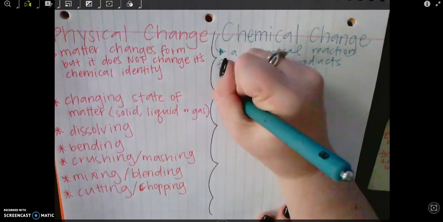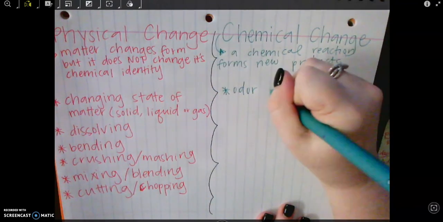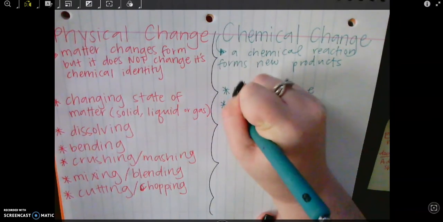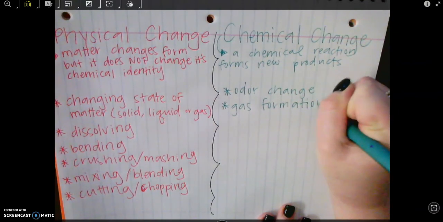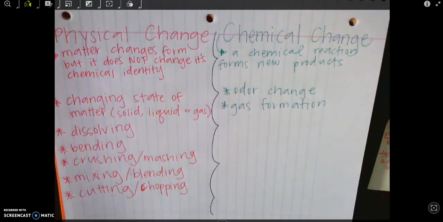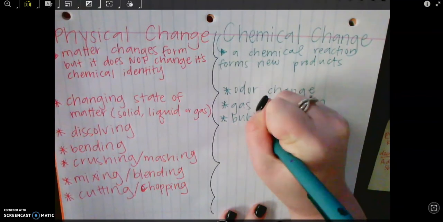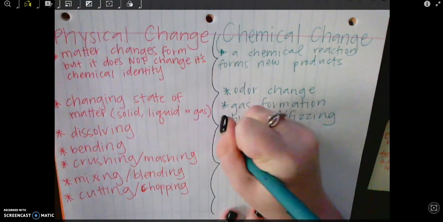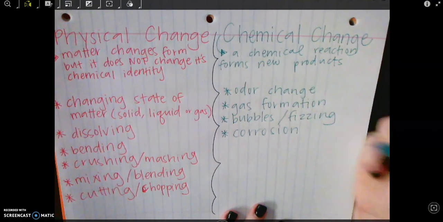So if I have odor change, the smell of my matter changes, that's an indicator of a chemical change, as well as gas formation. If it creates a gas, not that it's changing from a liquid to a gas, but if a gas is emitted from my matter, I could guess that that's probably a chemical change. The same with making bubbles or fizzing. Those are going to be indicators of chemical change as well. Corrosion or rusting is going to be a chemical change.